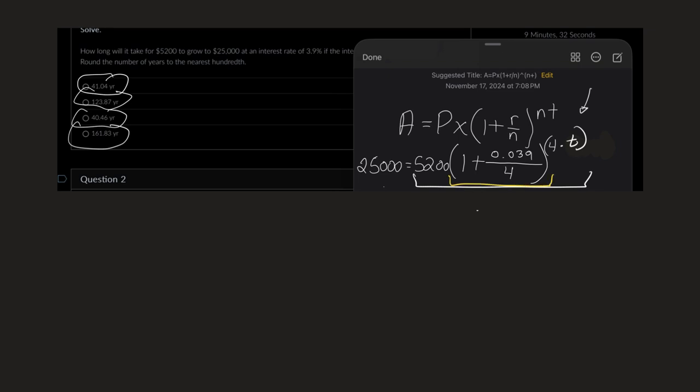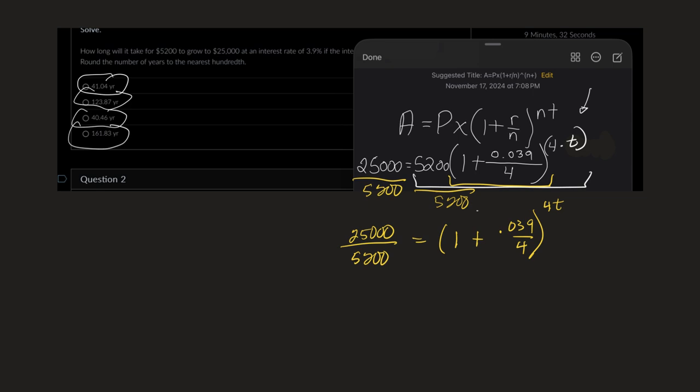So I'm going to divide both sides by 5,200. Okay, divide this side by 5,200. So I'm going to get 25,000 over 5,200 is equal to, and then I'll just write that stuff down. 1 plus 0.039 over 4 to the 4t.